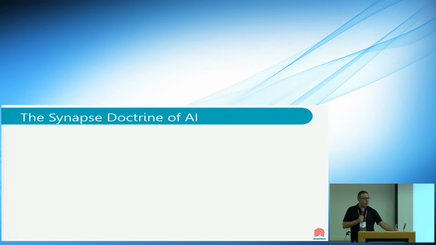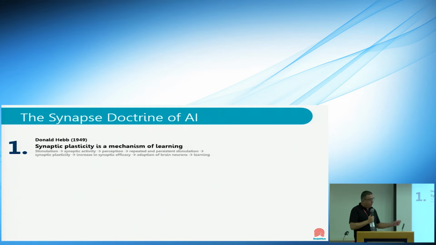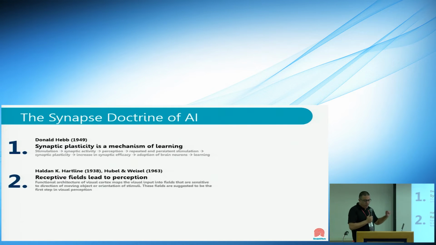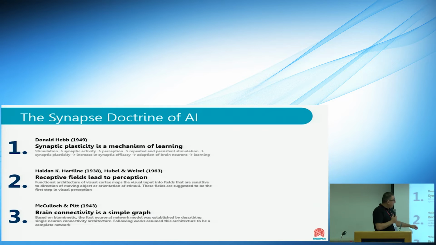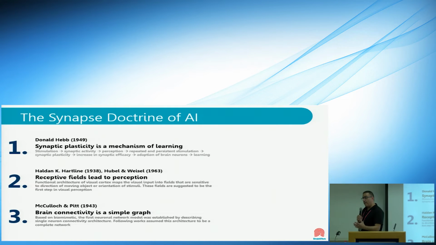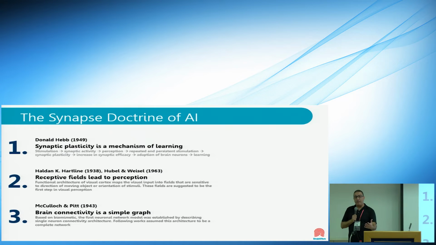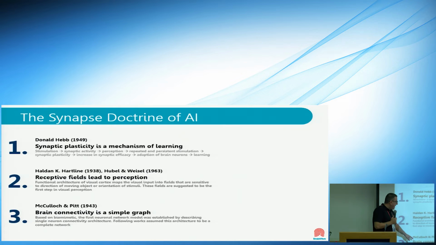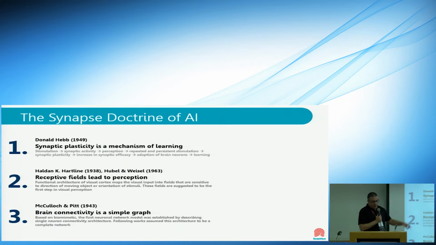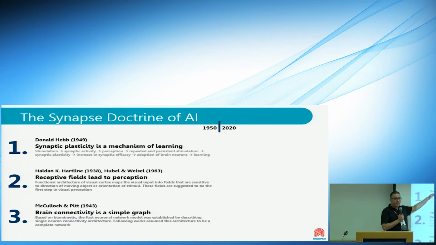So that brings us to the Synapse Doctrine of AI. AI is built on the Synapse Doctrine, that the synapse is responsible for everything in the brain. We know from Donald Hebb that synaptic plasticity is the mechanism of learning. We know from Hubel and Wiesel and Hartline that receptive fields lead to perception. This is the theory behind it. We don't know, but it is assumed that brain connectivity is a simple graph. In any network that you are using in deep learning, everything is connected to everything at the end. So this is a simple, or a complete, graph. This is the neuroscience of 1950.